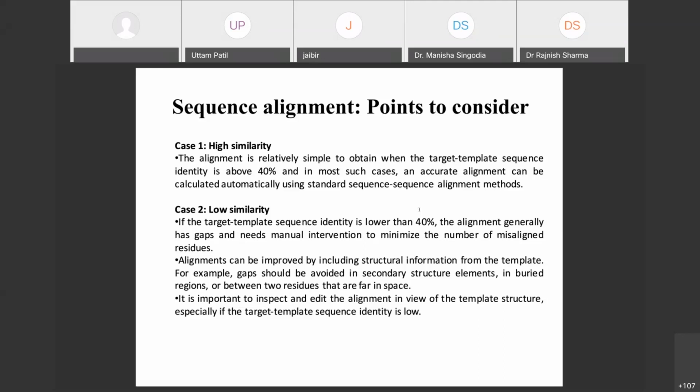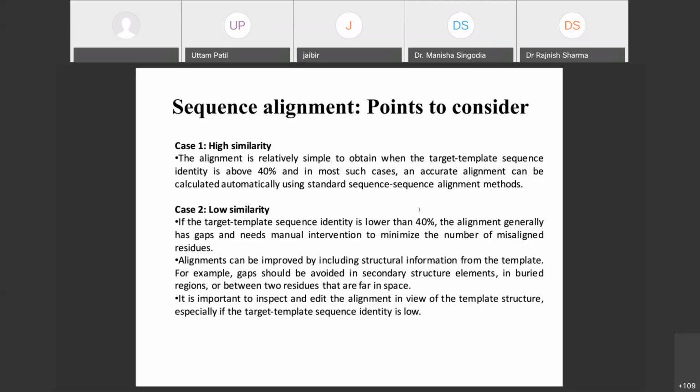Now, alignments can also be improved by including structural information. This is a very important thing. If you are trying to align a protein sequence, and you have the 3D structure of a homologous or similar protein, it could be very beneficial. You can say I am getting a helix in this particular sequence, so there should not be any gaps in the helix in the other sequence. In that way, gaps can be avoided in given conserved secondary structure elements.